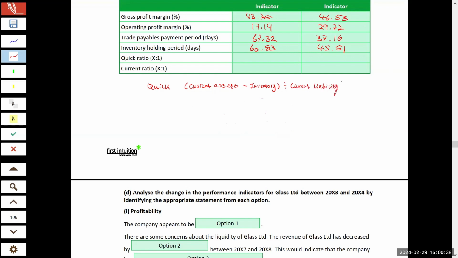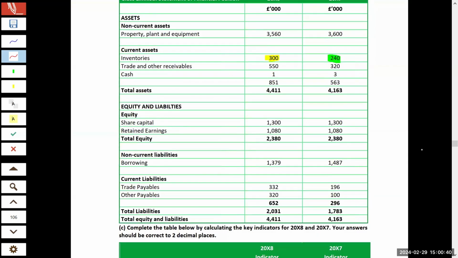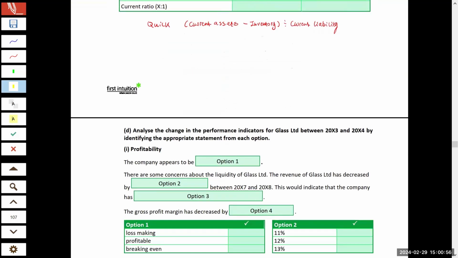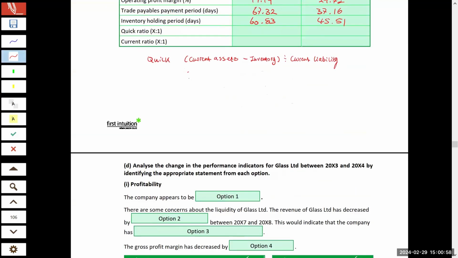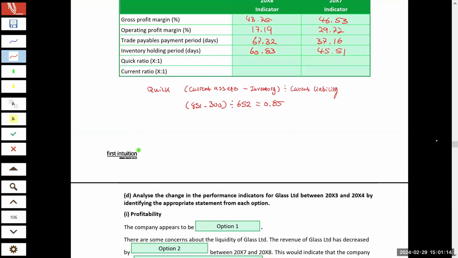Divided by your current liabilities. For example, what's the current asset figure? 851. We already have identified the inventory figure for 2008. So now what we'll need to do is work out what's the current liabilities, and there they are, 652. So really simply, a figure that is the current assets minus any inventory divided by the current liabilities. 0.85.